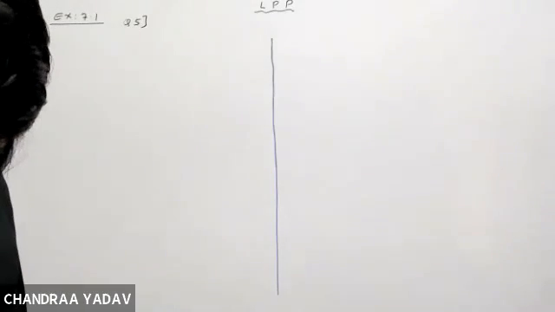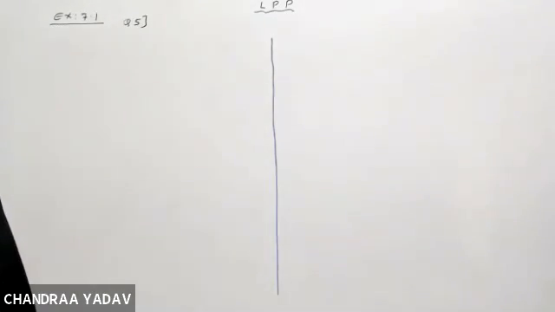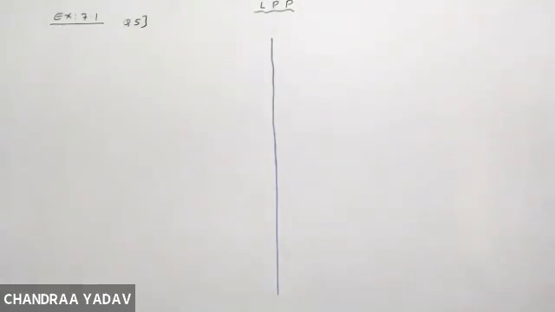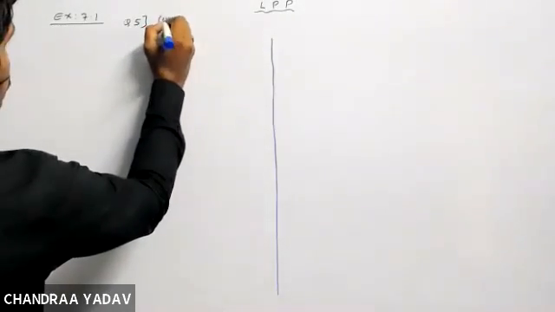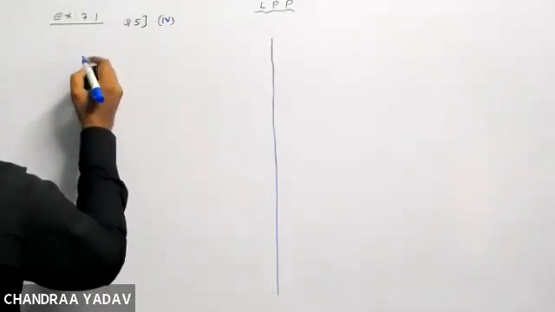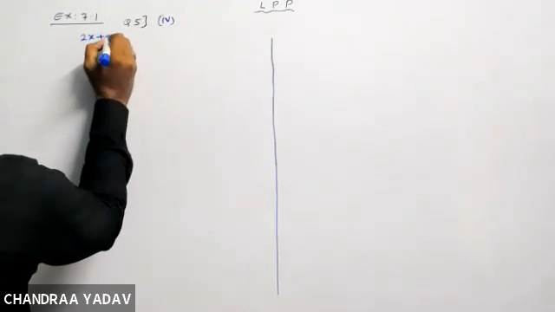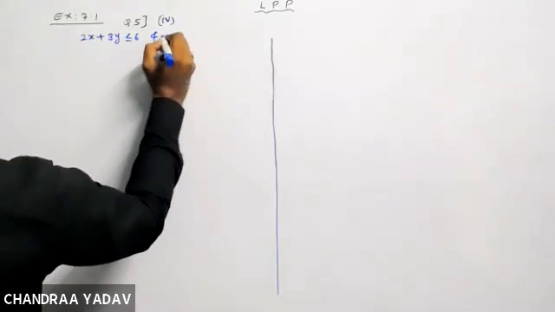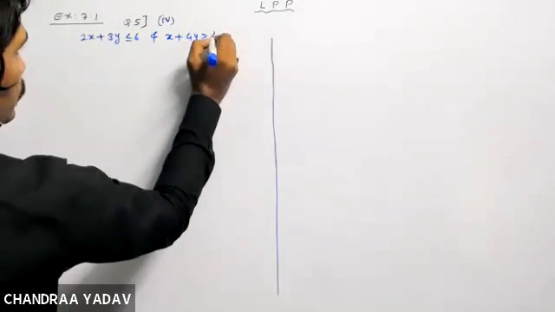We practice one more question. So this is the fourth one. 2x plus 3y is less than or equal to 6 and x plus 4y is greater than or equal to 4.